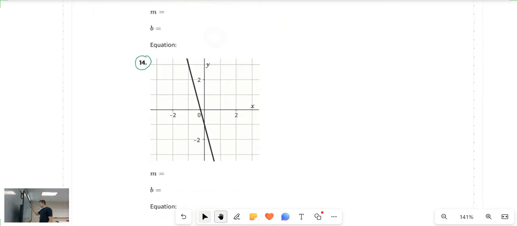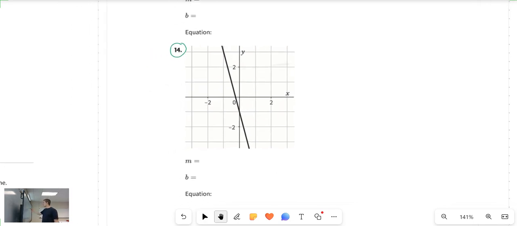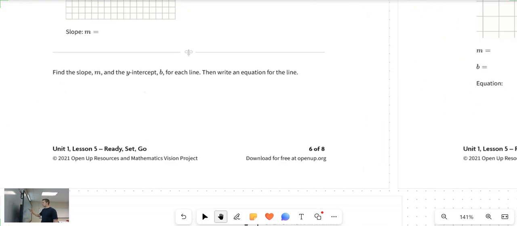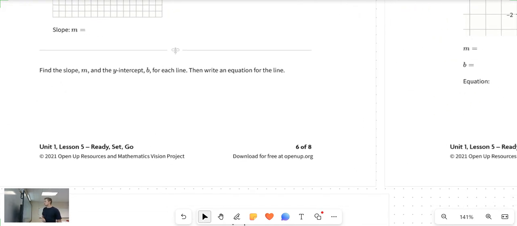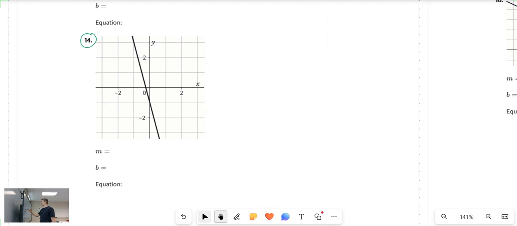13 and 14. There aren't any instructions here, so let's go back and find the instructions. Here we go. All right, find the slope, m, and the y-intercept, b, for each line. Then write an equation. So we need to find the slope, the intercept, and write an equation, which just combines the slope and the intercept. So let's move over to number 14.